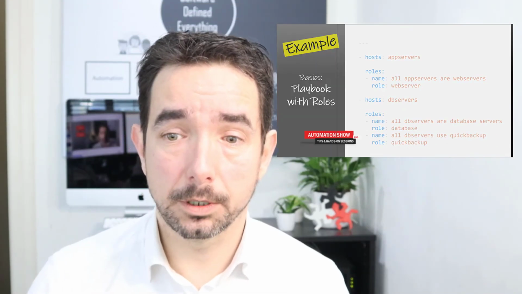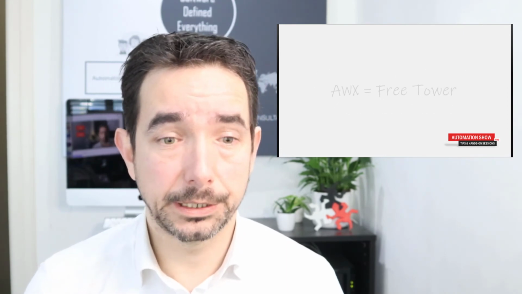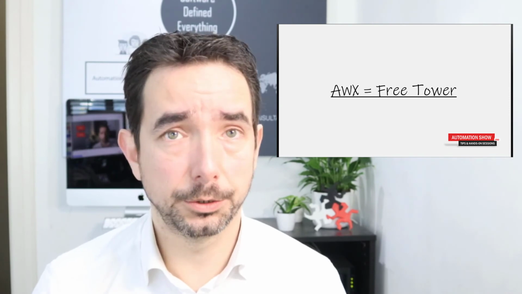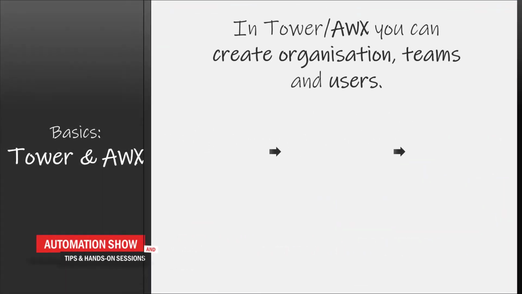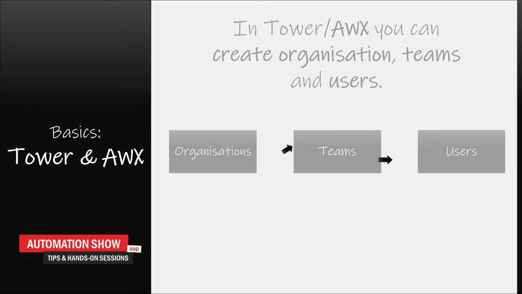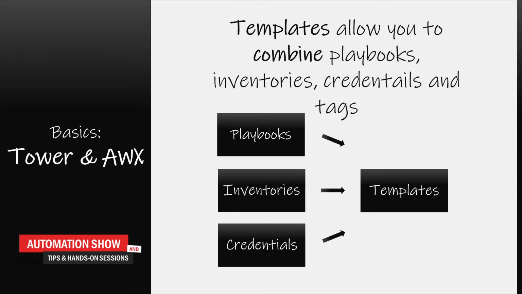Next up is Ansible Tower and Ansible AWX. And AWX is also known as Free Tower. In Tower you can create organization, teams and users, which gives you a good ability to spread all the rights between your organization and teams. And it will allow you to create templates to combine playbooks with inventories, with variables, with secrets, credentials and with tags. So it's very powerful to create templates, and that's the way to go.